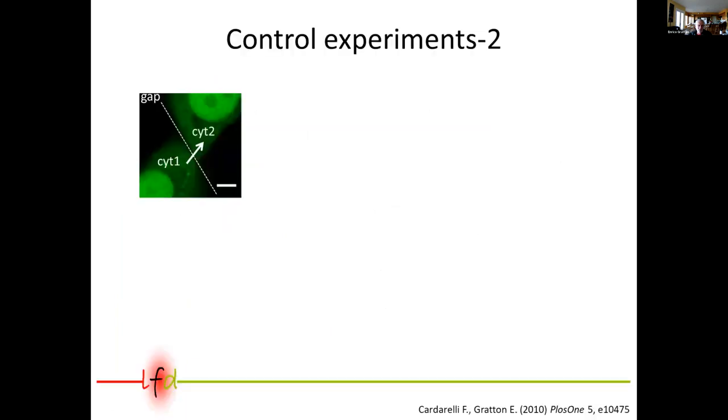So let us go now to the two-dimensional experiment. In the two-dimensional experiment, we first of all consider V in cell 1 and the cytoplasm in cell 2.